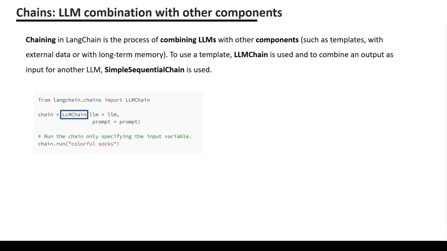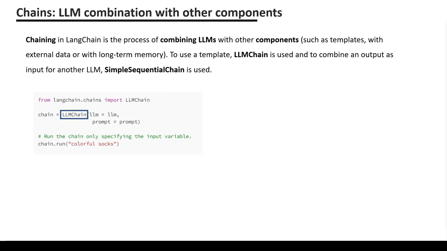In this task, we'll learn about the chaining component in LangChain, which allows us to combine our large language model with other components. Chaining in LangChain refers to the process of combining large language models with other components to create a unified application. Some examples include combining large language models with request templates, sequencing multiple large language models, combining large language models with external data, and combining large language models with long-term memory.